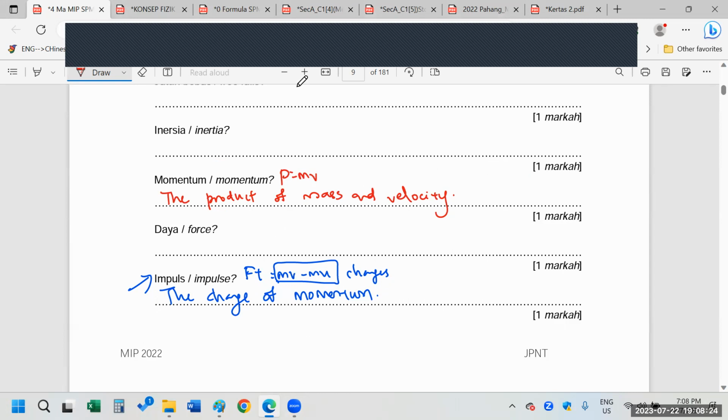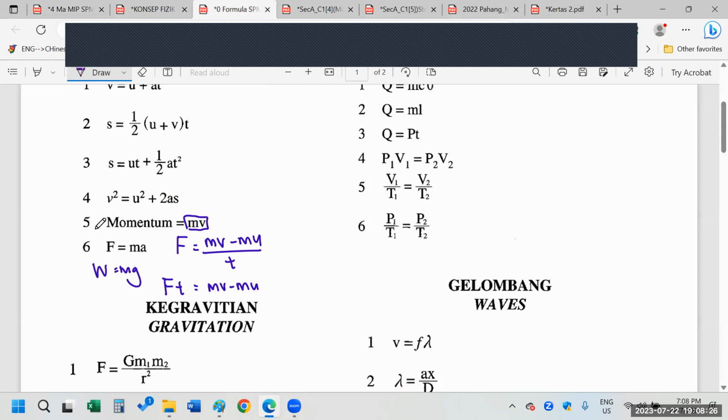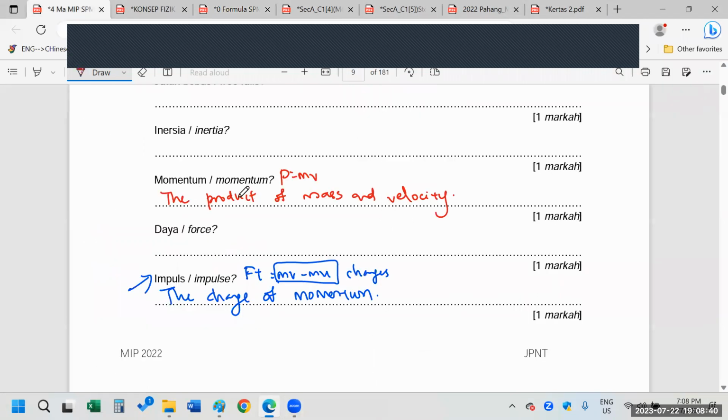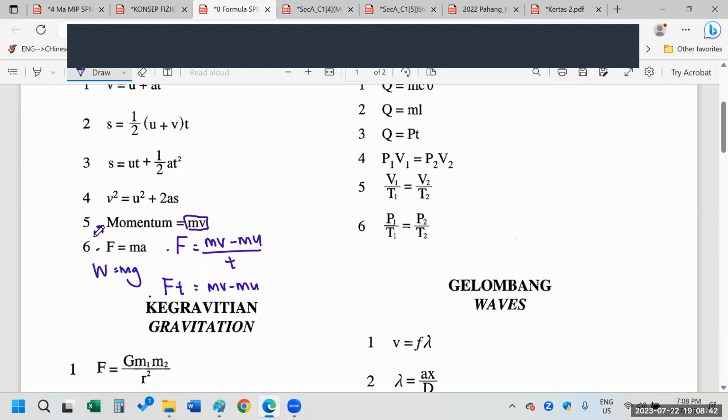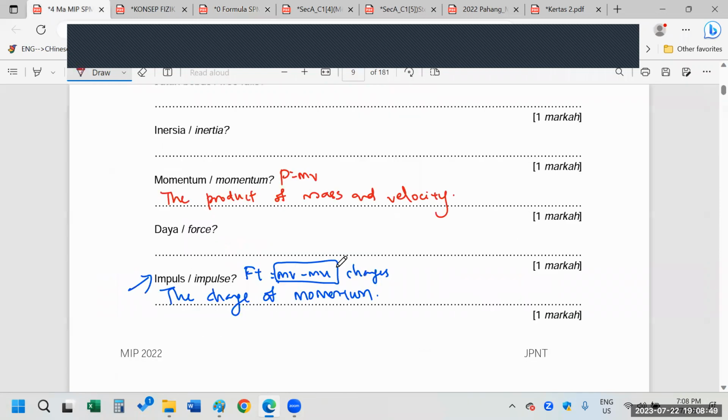Now these three are very easy to confuse. When you are blur, it doesn't matter. Look back at the formula. Actually, the answer is hidden in the formula. You just translate the symbol into a sentence.